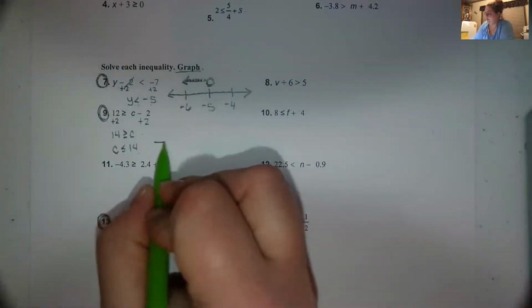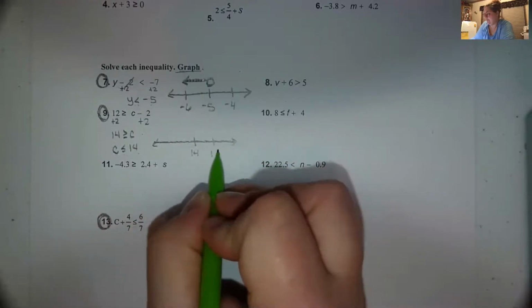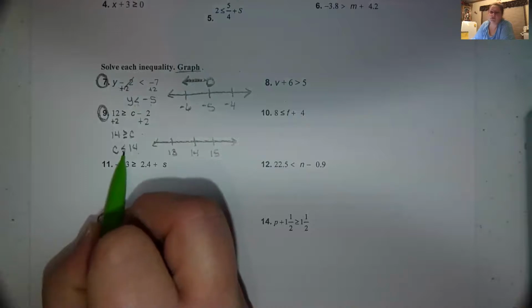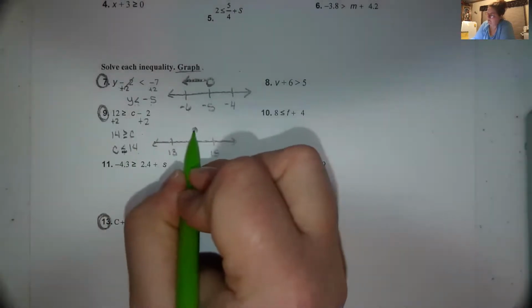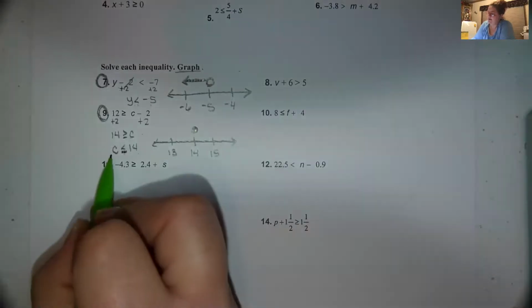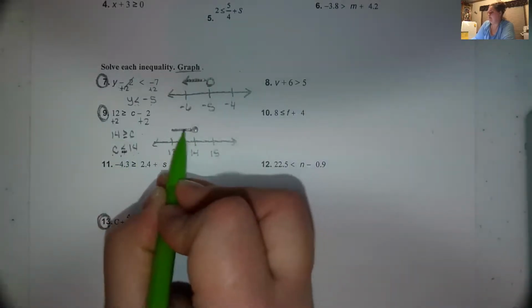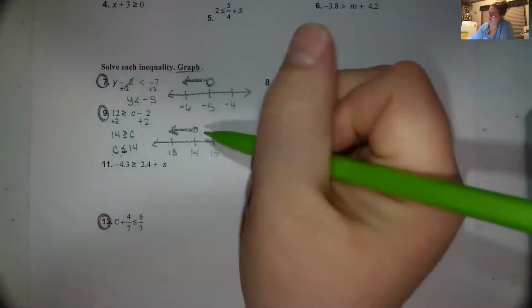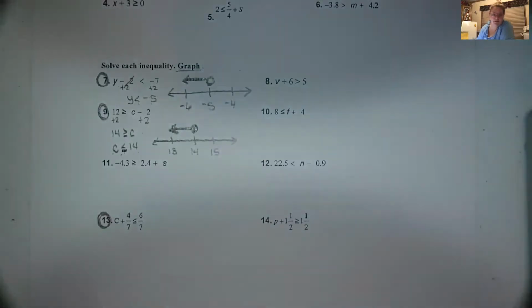Okay, now graph. 14 goes in the middle. One higher than 14 is 15, one lower is 13. Open or closed circle? It is a closed circle too because it has that equal to on there. So closed circle at 14. And it says C is less than or equal to 14. Well, something less than that would be the 13. Going to the left. So this is a closed circle. This one's filled in. And going to the left.